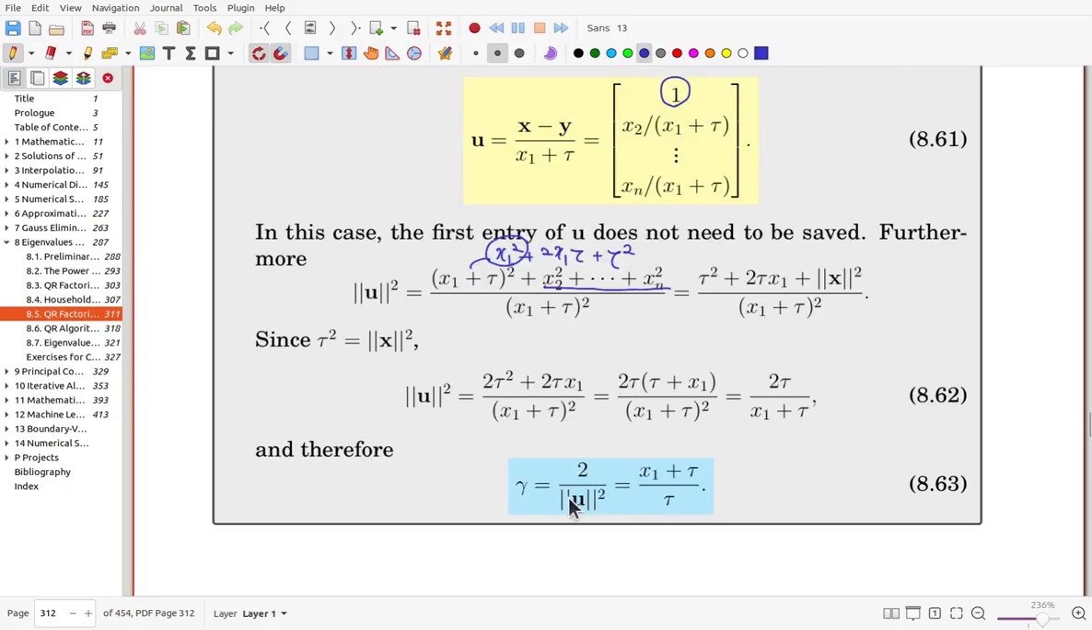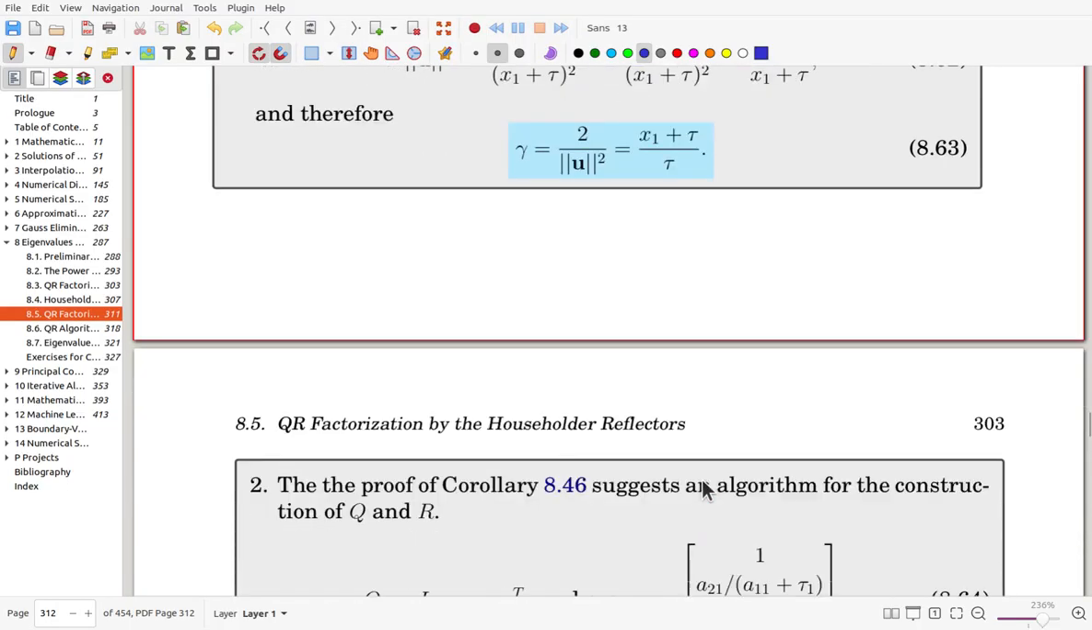So overall, what we need is gamma 2 over the norm of u squared. By using this quantity, we reach that one. So gamma can be easily computed along with this formula, x1 plus tau over tau. Okay?